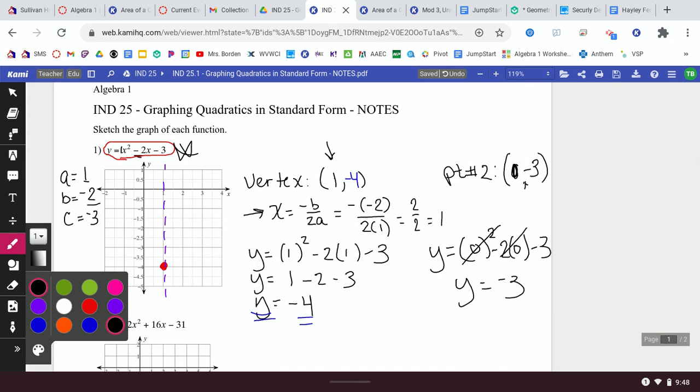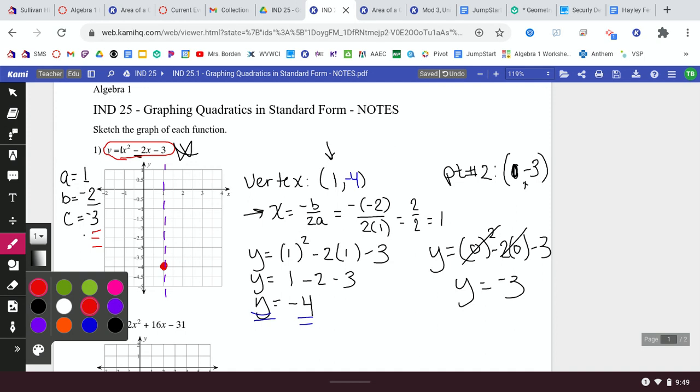Now, what do I mean by when it works? Well, you'll notice that when I plug in a 0 for x, the first two terms go away, and all I'm left with is c, right? Notice over here, our c was negative 3. So when you plug a 0 in for x in a quadratic equation, your y value is always going to be c.